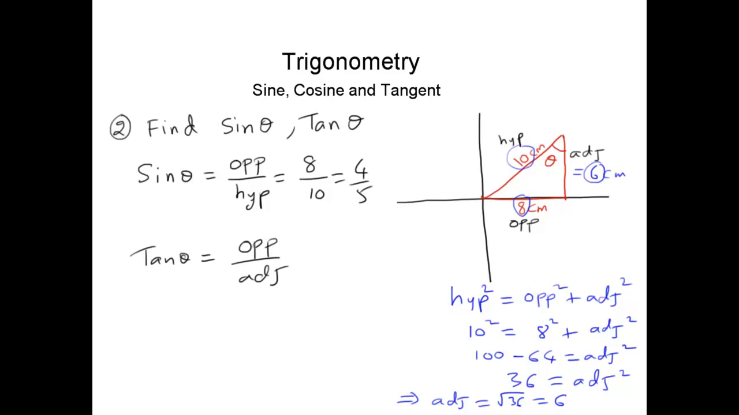Now let's come back and do the tan. So tan theta would be opposite over adjacent. What is your opposite? 8 centimeters, and your adjacent is 6 centimeters. So this will be 4 over 3. So now you found sine theta, which is 4 over 5, and tan theta, which is 4 over 3, given this angle as theta.